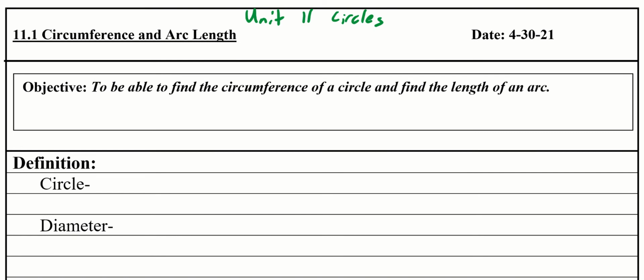You can go ahead and label that, and then label today's notes. Today we're getting into 11.1. We're talking about circumference and arc length here. The date that we did this is the 30th.